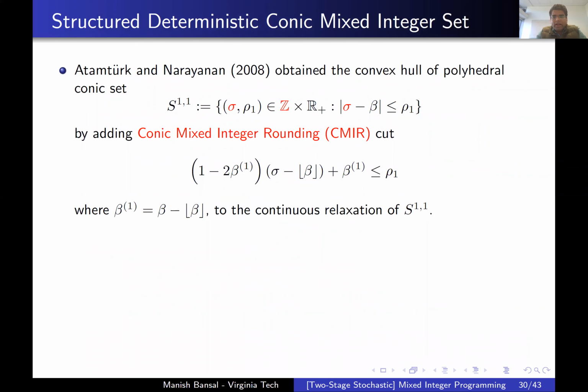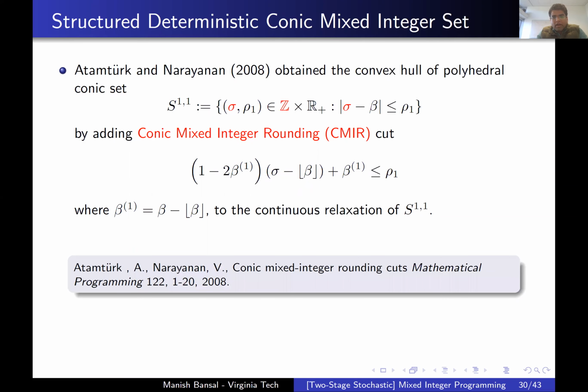We went back to the literature for the deterministic conic mixed integer set, and we observed that Atamtürk and Narayanan studied and obtained the convex hull of this simple polyhedral conic set, which has only one polyhedral constraint, one unrestricted integer variable sigma, and a non-negative continuous variable rho1. They introduced the so-called conic mixed integer rounding (conic MIR) inequalities to obtain the convex hull of this set.